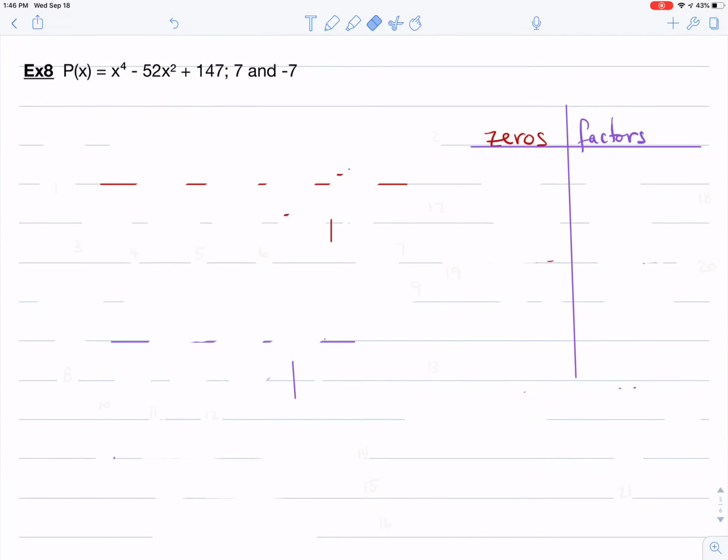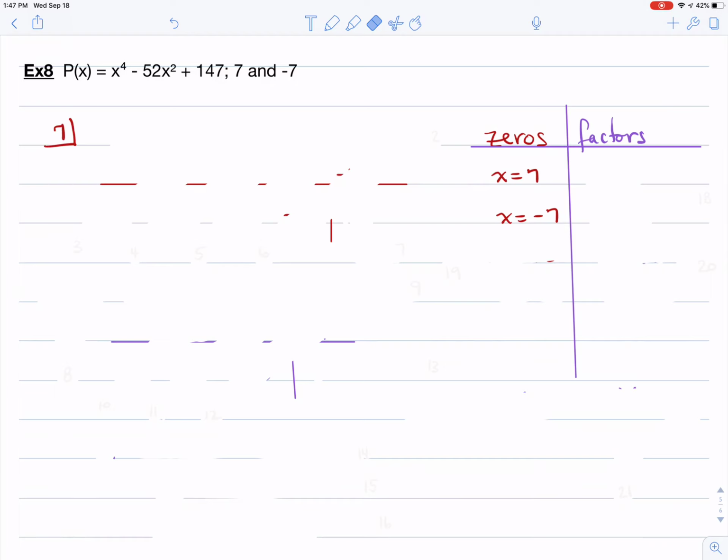You'll notice that I was given 2 zeros. My zeros are x equals 7 and x equals negative 7. So I'm going to go ahead and write those in my list of zeros. I know that they're zeros, I just have to prove it first of all. So in order to prove it, let's use synthetic substitution.